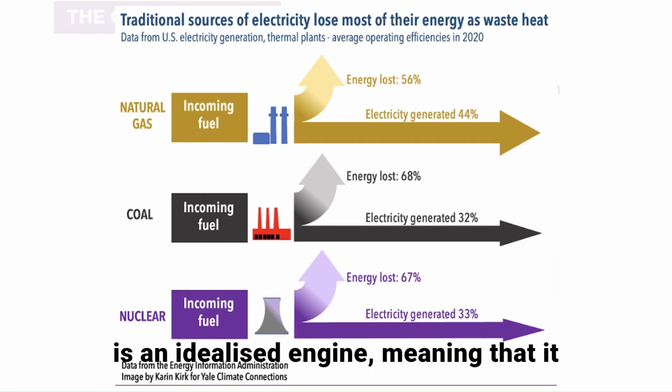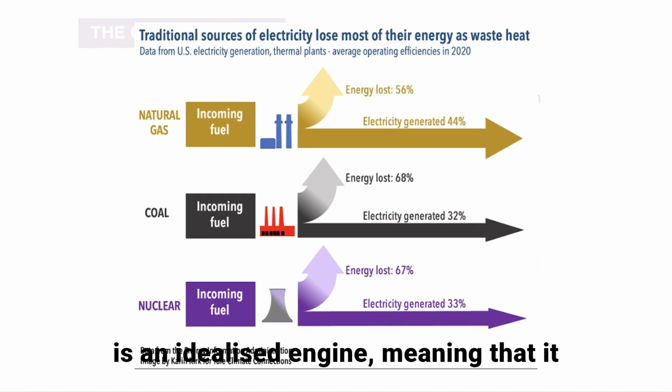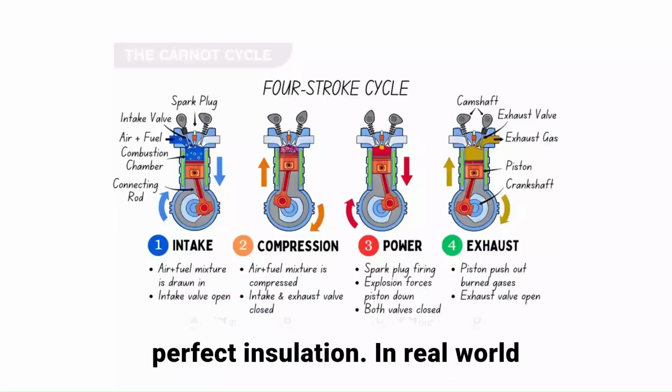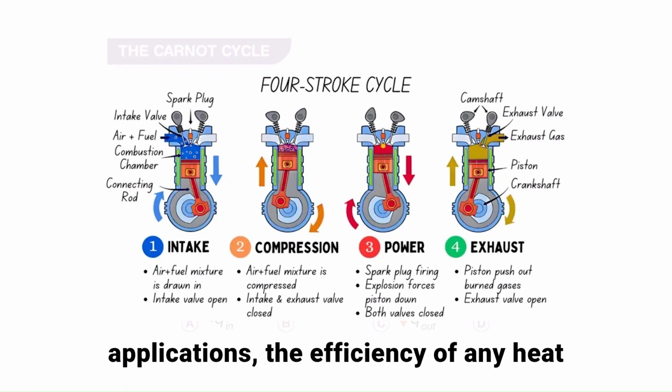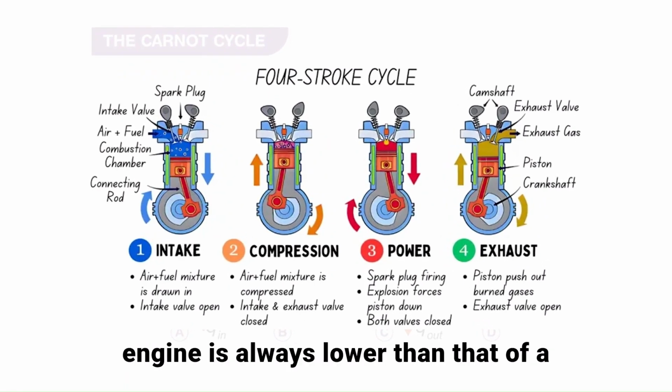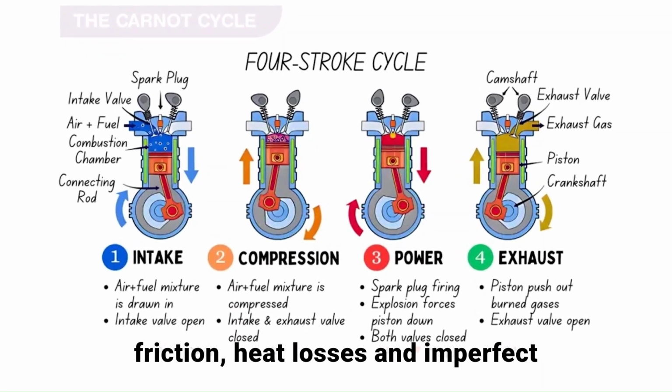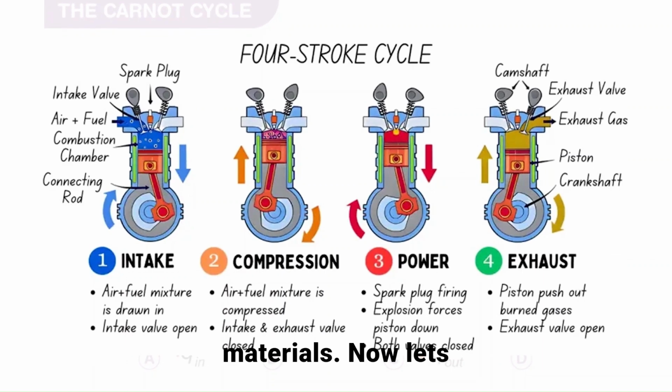The Carnot engine is an idealized engine, meaning that it assumes no friction, no energy loss, and perfect insulation. In real-world applications, the efficiency of any heat engine is always lower than that of a Carnot engine due to factors like friction, heat losses, and imperfect materials.